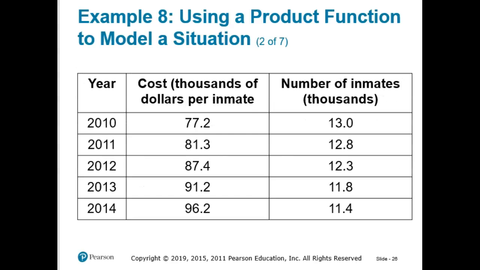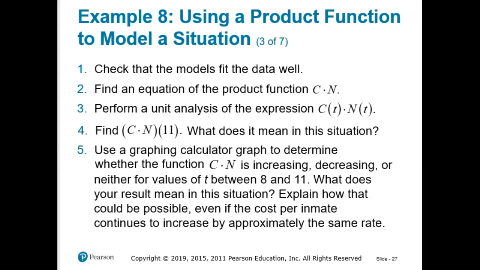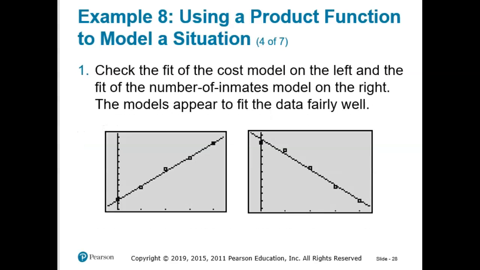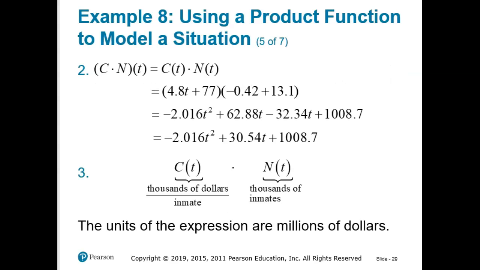When you look at this chart, the table, you can see what's happening. The cost in dollars per inmate is increasing since 2010, and the number of inmates in thousands has actually decreased. So let's check out what these models look like, and if we multiply them, what are we trying to find? When we check out these models, you can see that our equations do fit the data nicely.